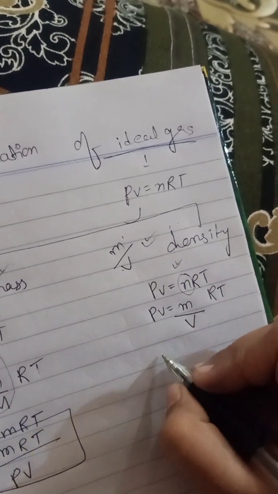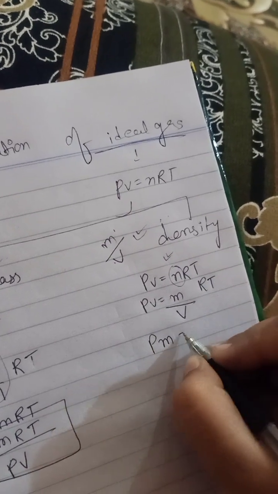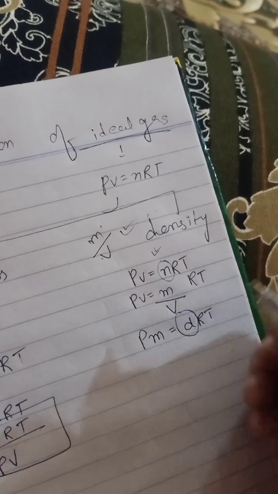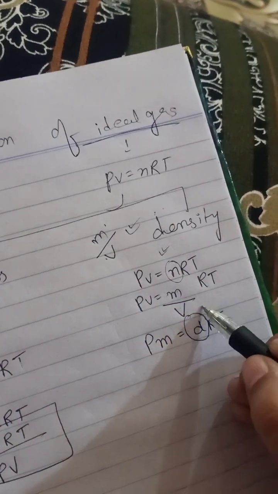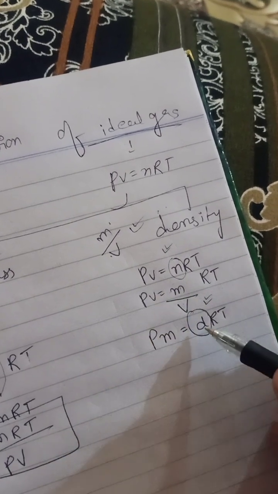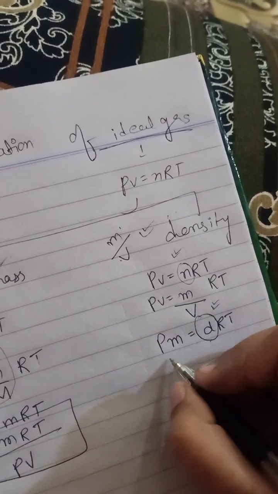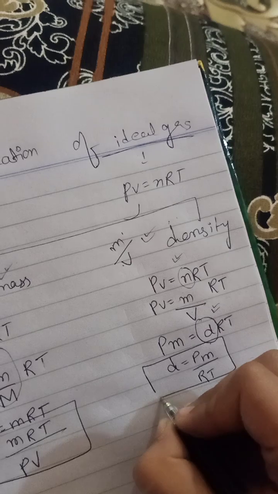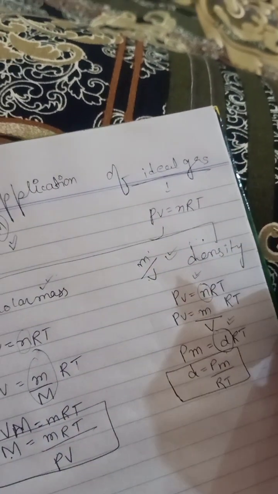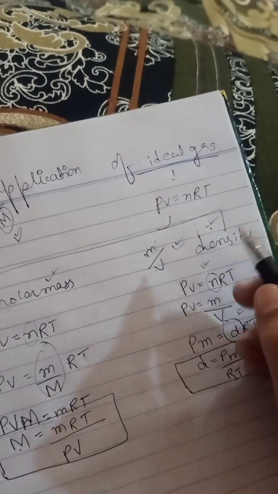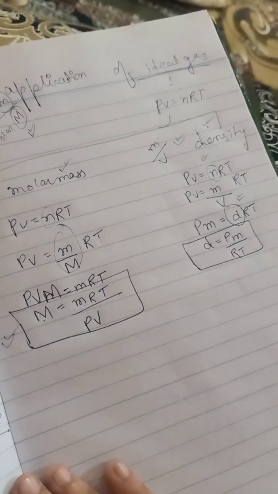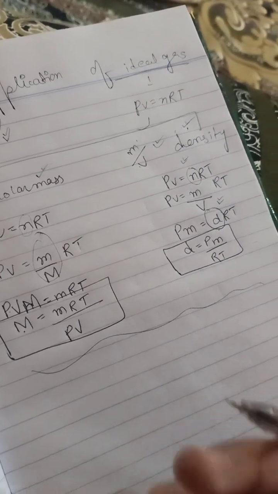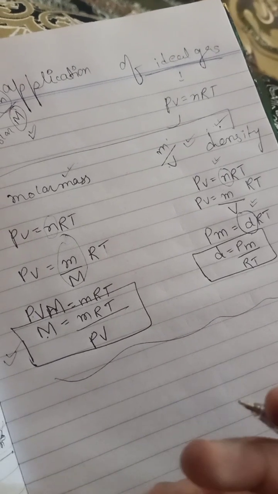So here you can see that we can write PM is equal to dRT. What is d? This is density, because this is the formula of density, so we have written density here. So d is equal to PM upon RT. That is the application of the ideal gas to the calculation of density. So we found the equation PV is equal to nRT, which is the equation of the ideal gas, and R is the constant, as you all know.